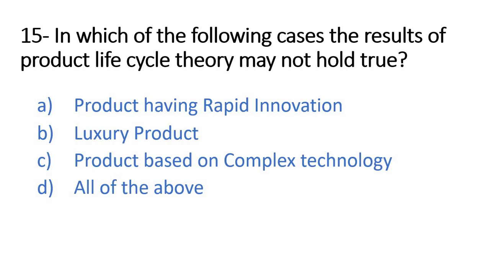Here is the 15th question. In which of the following cases, the results of product lifecycle theory may not hold true? Product having rapid innovation, luxury products, product based on complex technology, or all of the above. Choose the right answer. The right answer is option D, all of the above. In all the above three cases, product lifecycle theory will not hold true.